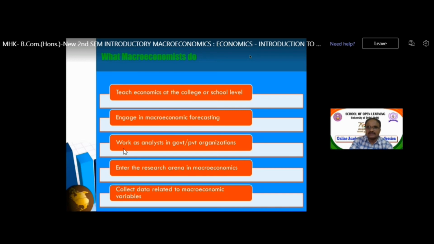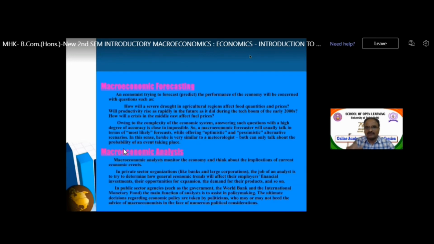They teach macroeconomics at college or school level, engage in macroeconomic forecasting, work as analysts for government and private organizations, enter the research arena of macroeconomics, and collect data related to macroeconomic variables. These are the general observations which we see in real life, right? According to these generalizations, you can point out that there are four basic points which a macroeconomist has to do.